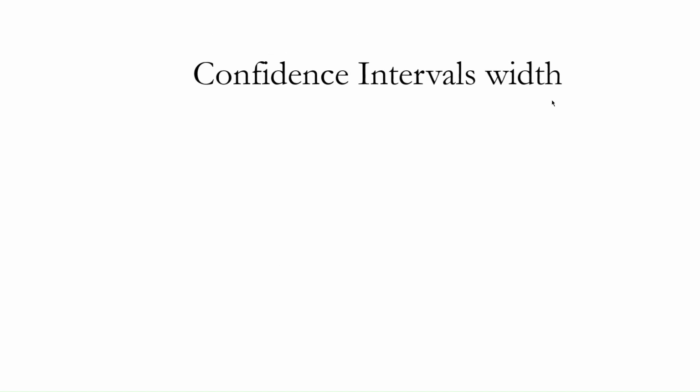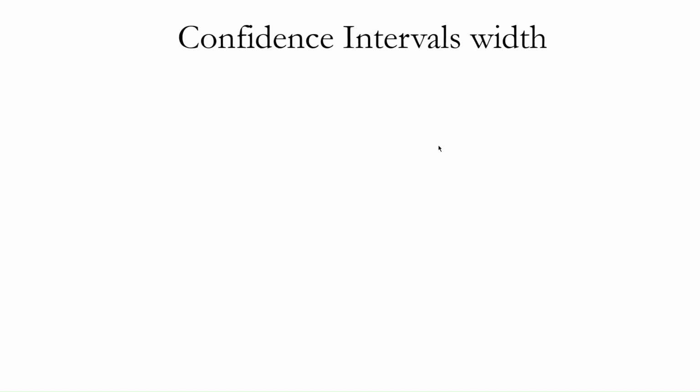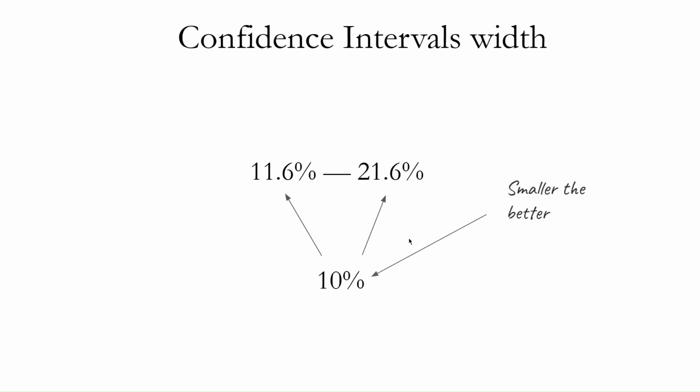Okay, let's get into confidence interval width. The goal that everybody should have for the confidence interval width is for it to be as small and narrow as possible. So what is the confidence interval width? Let's take the same example as before: it is the bigger number minus the smaller number. So in this case, 21.6% minus 11.6%, and that gives 10%. So 10% is the confidence interval width, and you need it to be as small as possible.